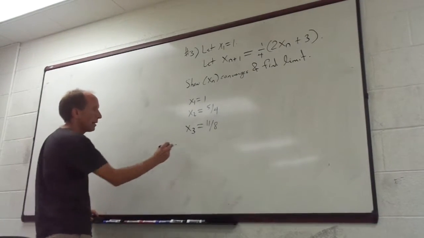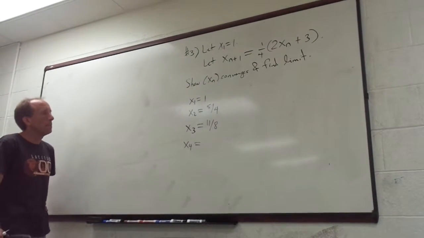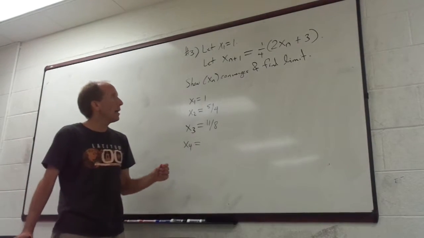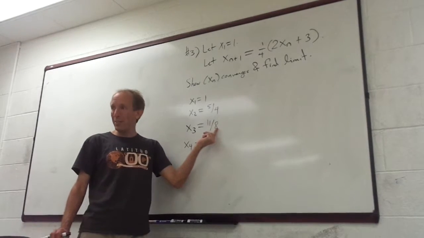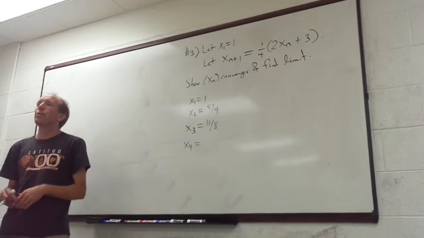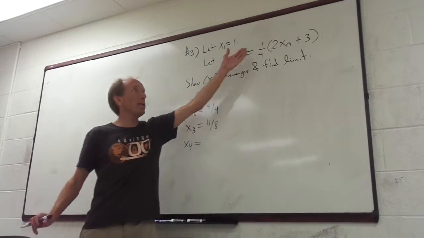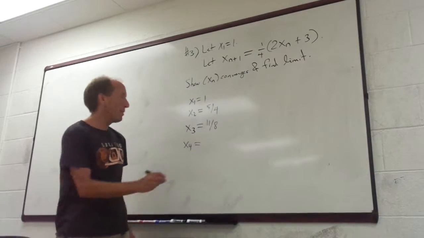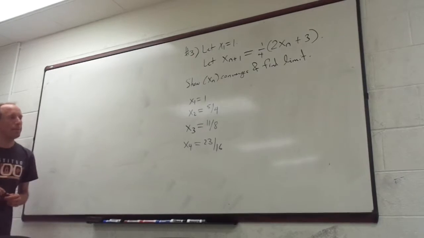Okay, let's do one more, just to see what's going on here. So for the next one, I'm going to take 2 times this. That'd be 11/4. I'm going to add 3 to it, which is like 12/4. So 11/4 plus 12/4 would be 23/4, and then divide that by 4. That would be 23 over 16. Okay, does that make sense?